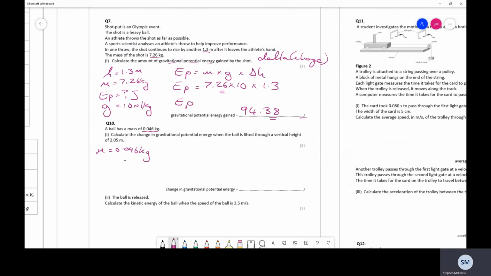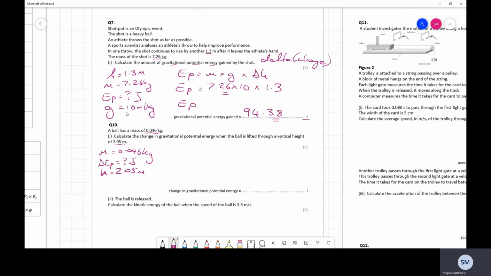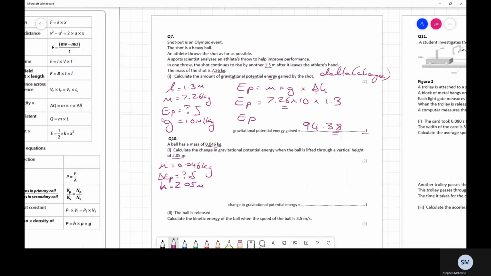Calculate the change in gravitational potential energy when the ball is lifted through a vertical height of 2.05 meters. Oh, that should be h. All right, and again, it's giving me these things. What is the equation if I've got mass, gravitational potential energy, and height? Oh, it's the same equation.